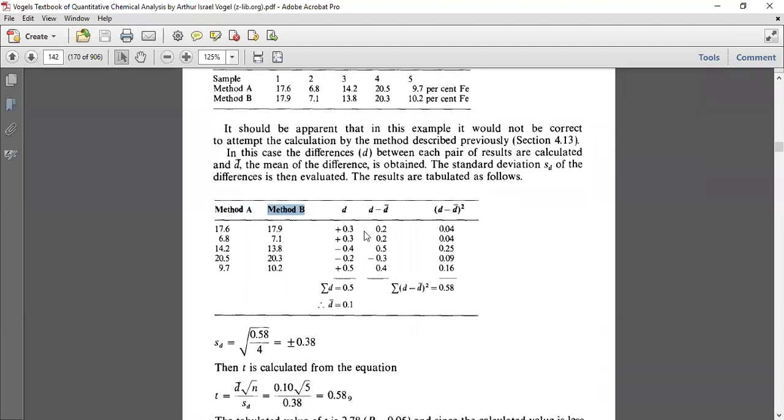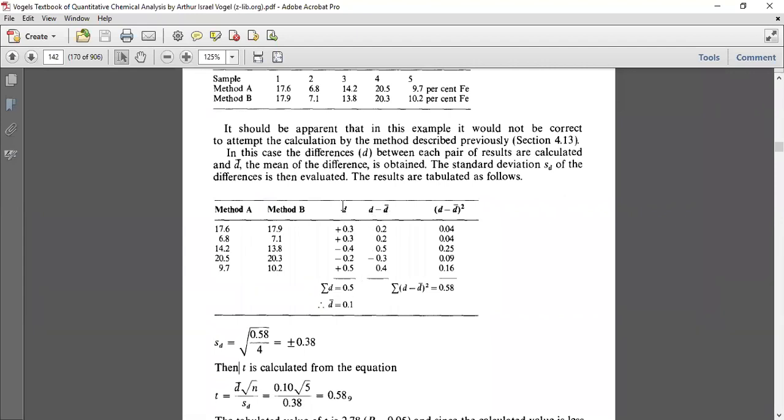Then what you have to find out? Difference, isn't it? D value between two methods: 17.6 and 17.9, 6.8 and 7.1, 14.2 and 13.8. So they have calculated the D value over here. Difference, and the mean of these is 17.6, 17.9, 6.8, 7.1. Then D minus D bar.